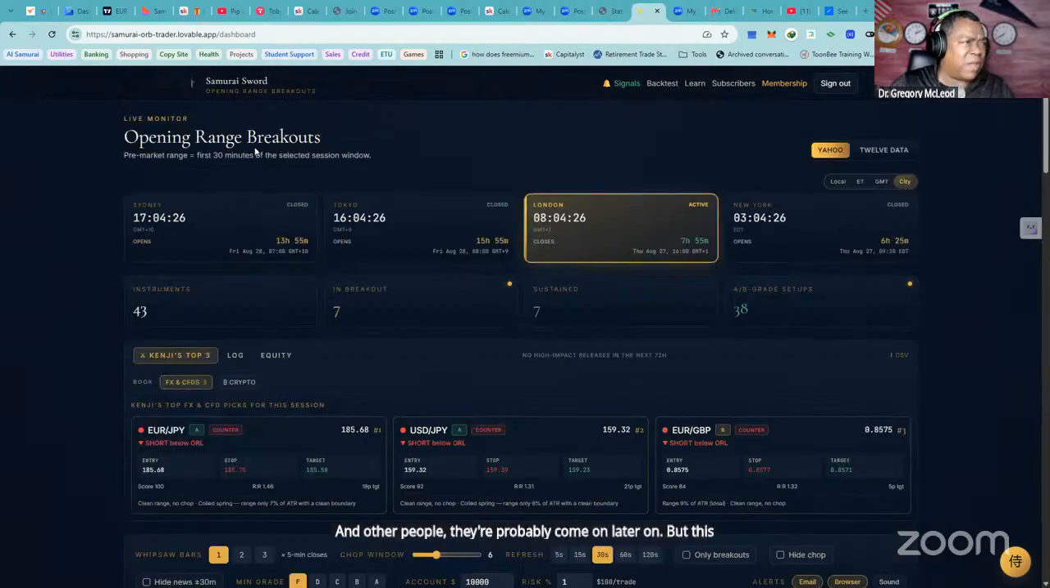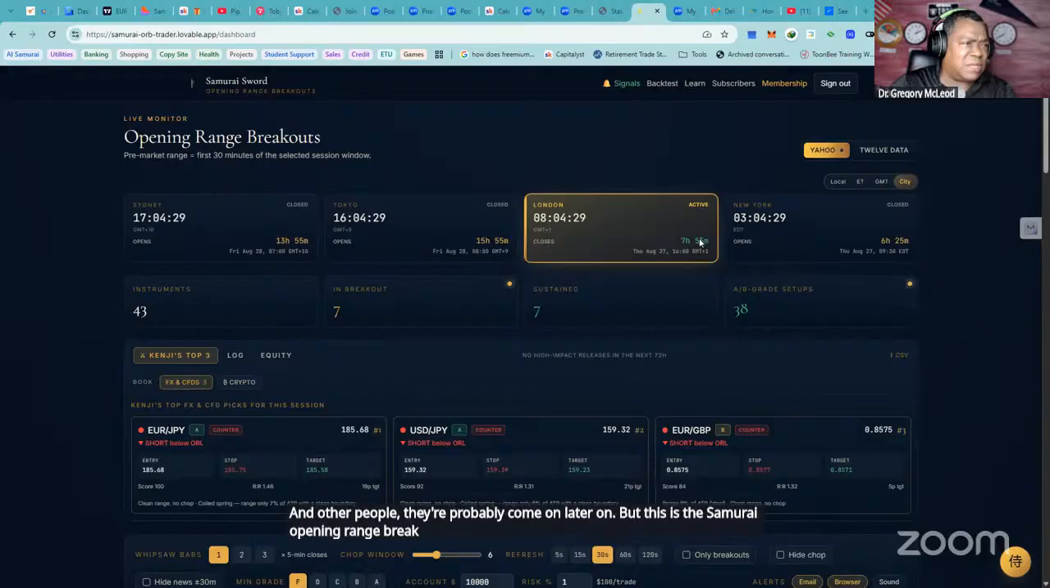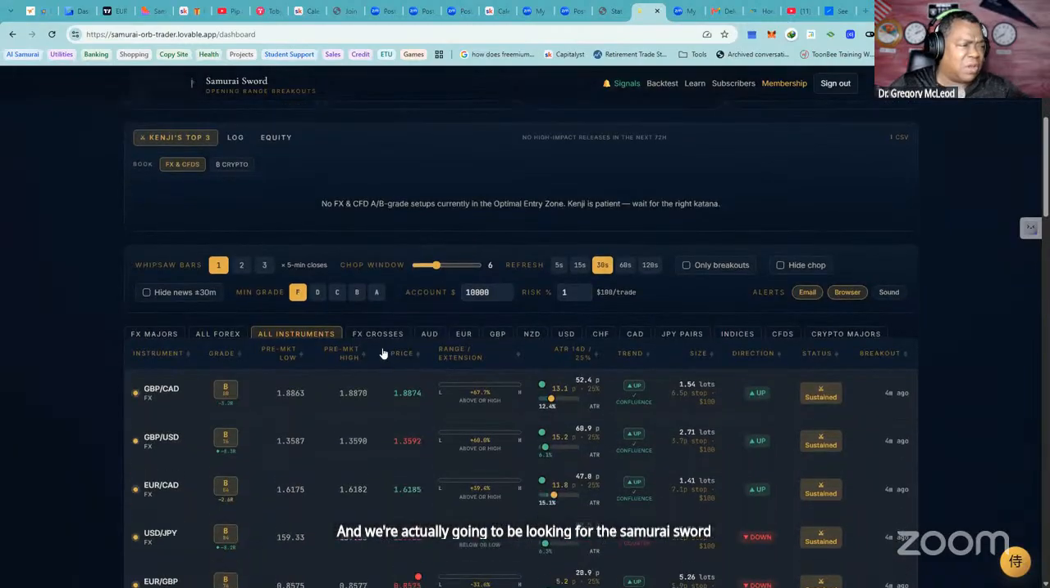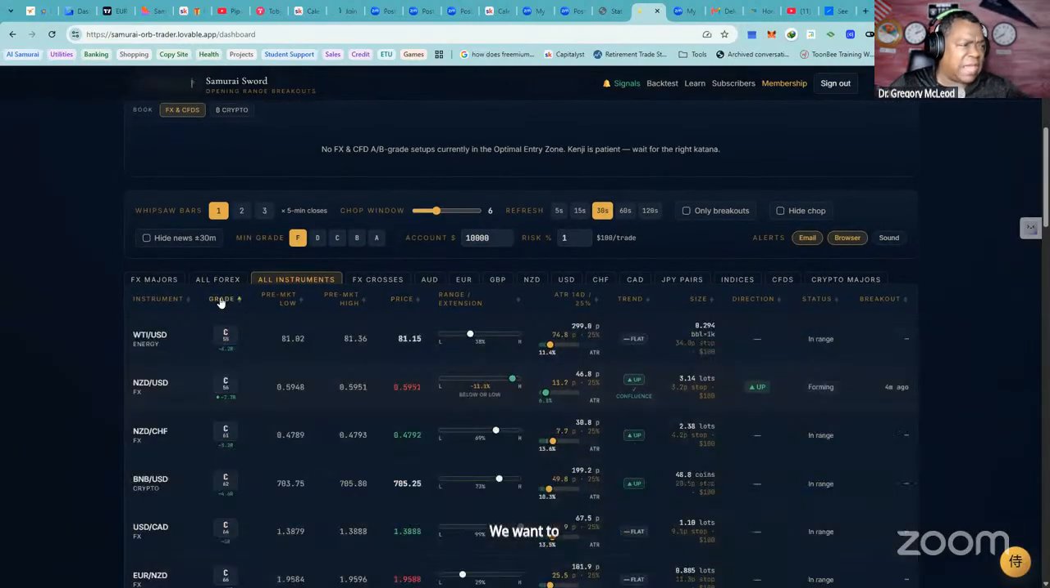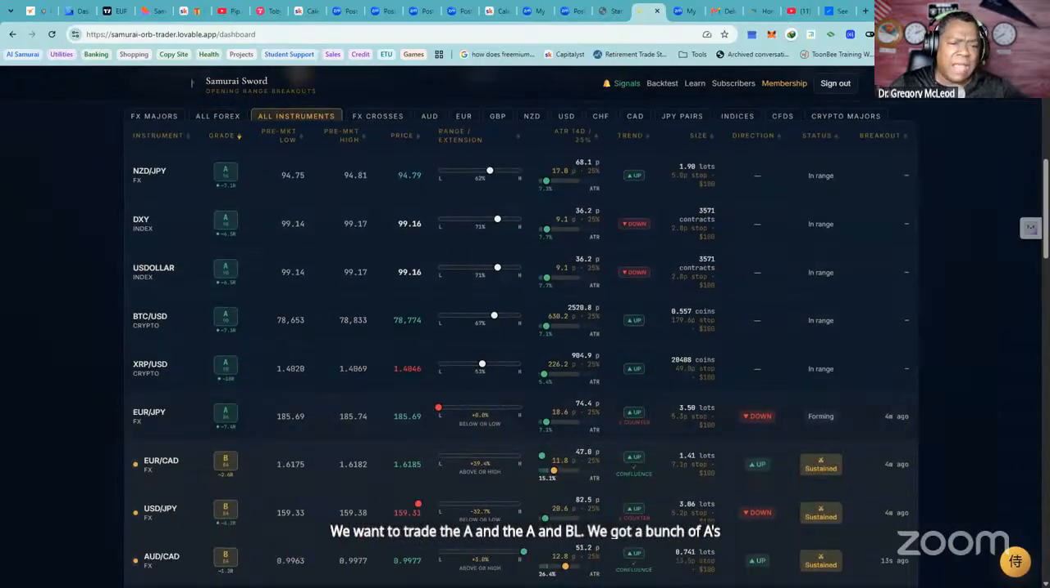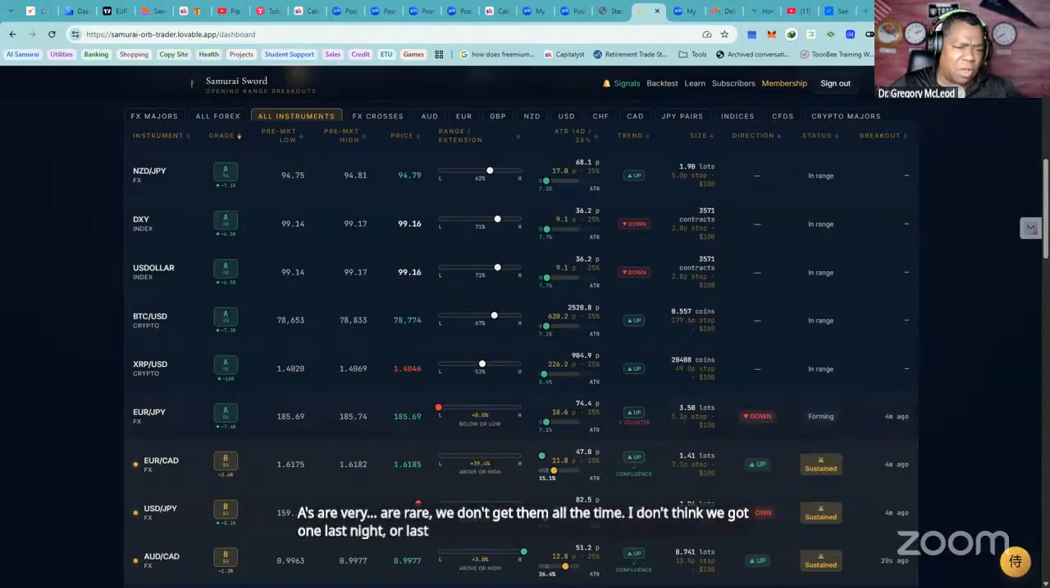This is the Samurai opening range breakout for London. The London session is active, and we're looking for the Samurai Sword opening range breakouts. We want to trade the A and B. Oh, we got a bunch of A's. Look at that. A's are rare. We don't get them all the time. I don't think we got one last night or yesterday at all.